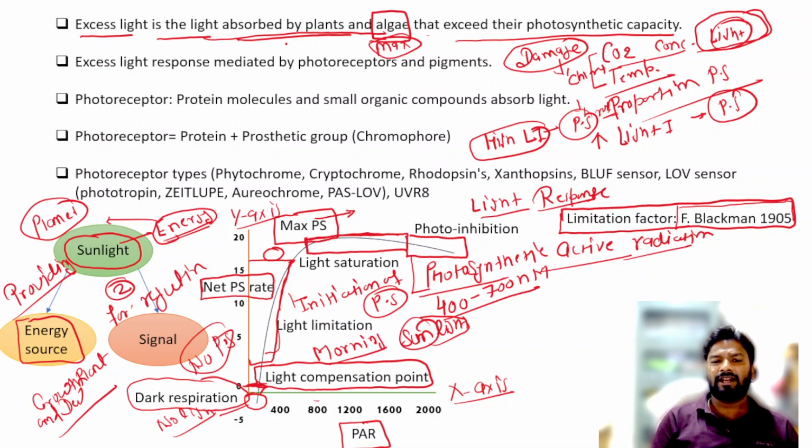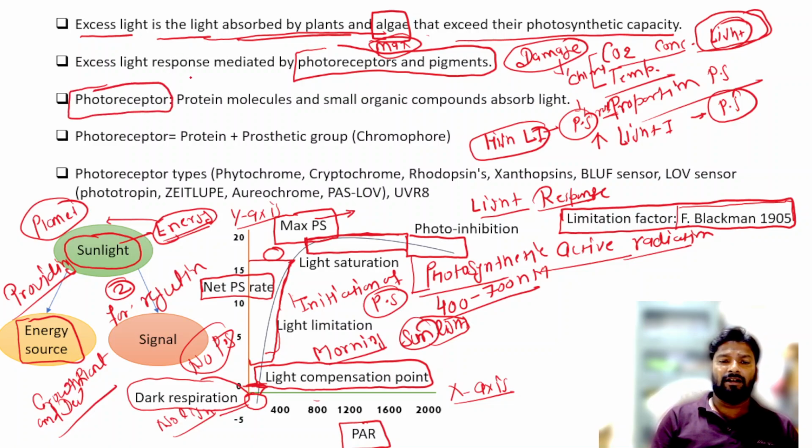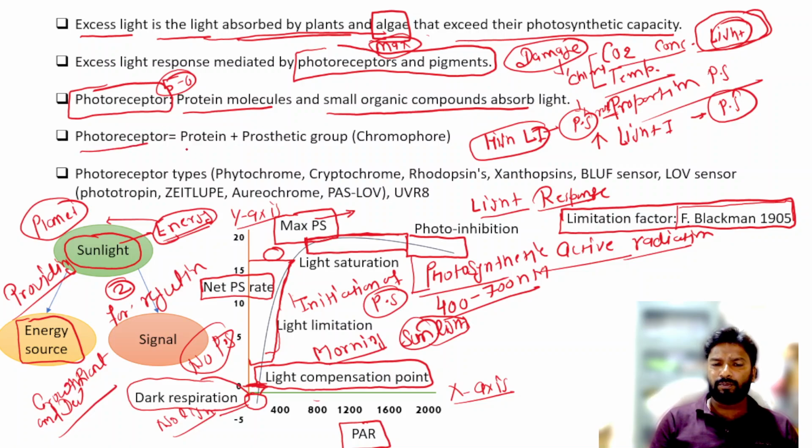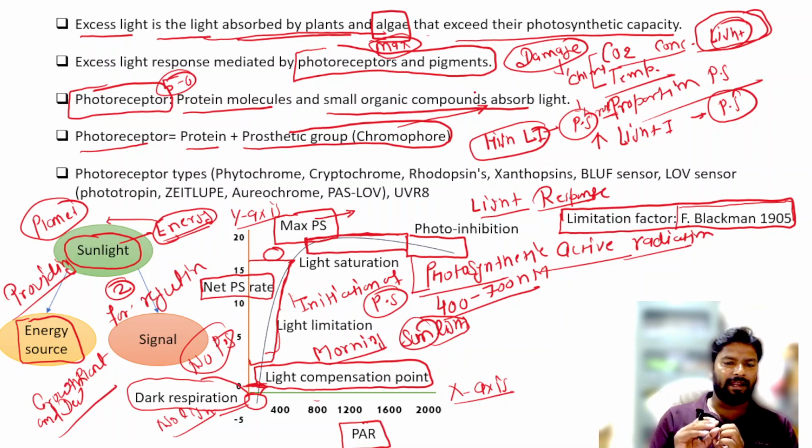Okay. So this excess light is mediated by some photoreceptors and pigments. Okay. So what is photoreceptors? We already discussed in more than 5 to 6 lectures in the development that these photoreceptors are protein molecules, and also small organic compounds which have an important role in the absorption of the light. And this photoreceptor is made up of protein and a prosthetic group that is known as chromophore. So this chromophore works in the absorption of the light.